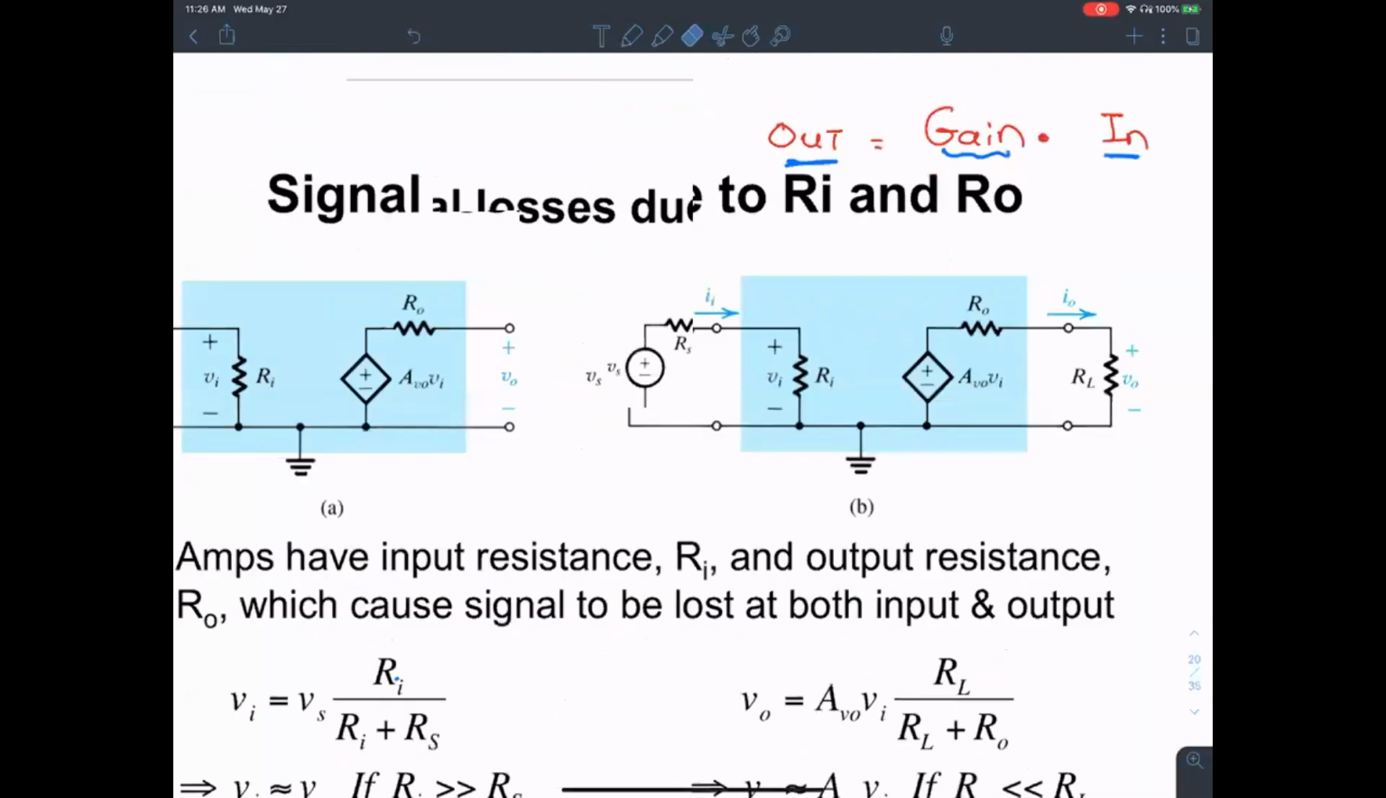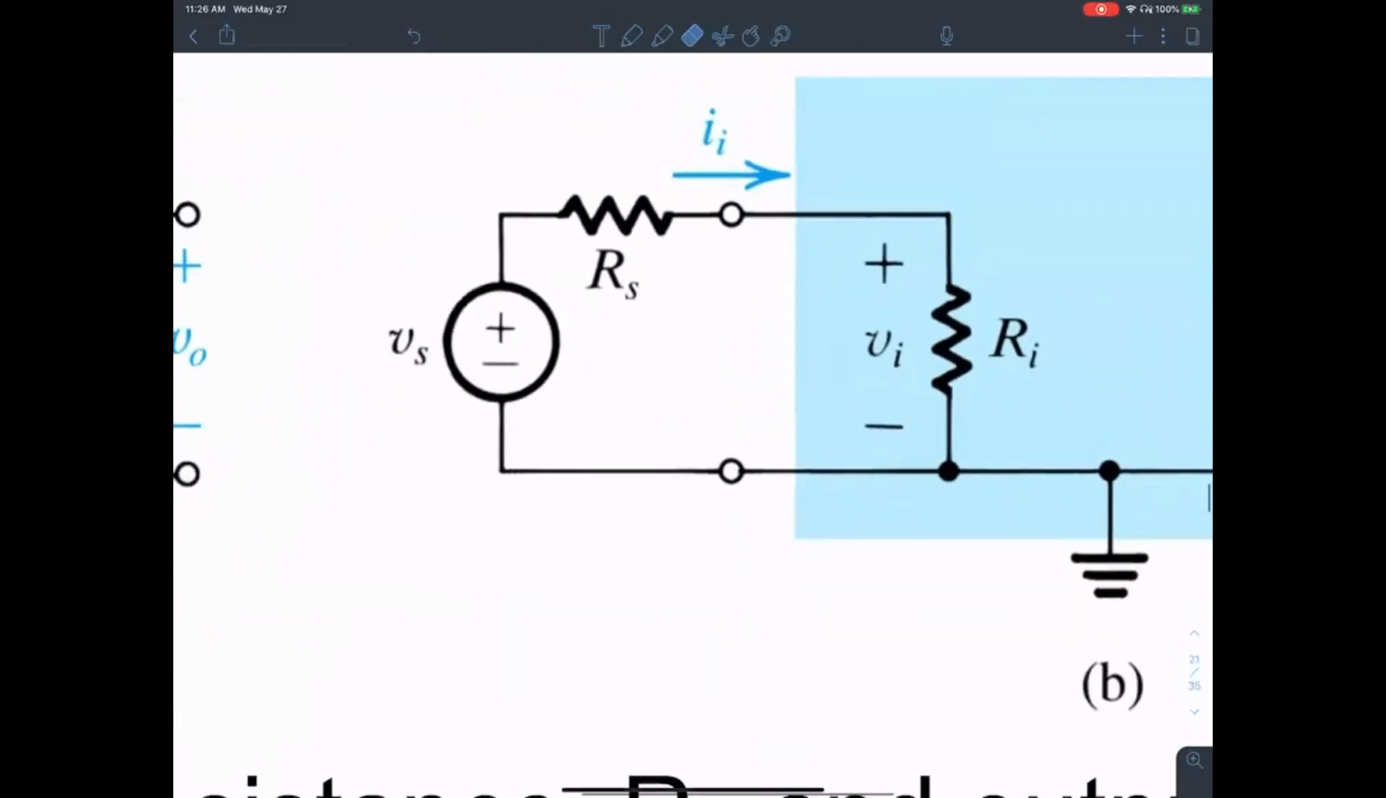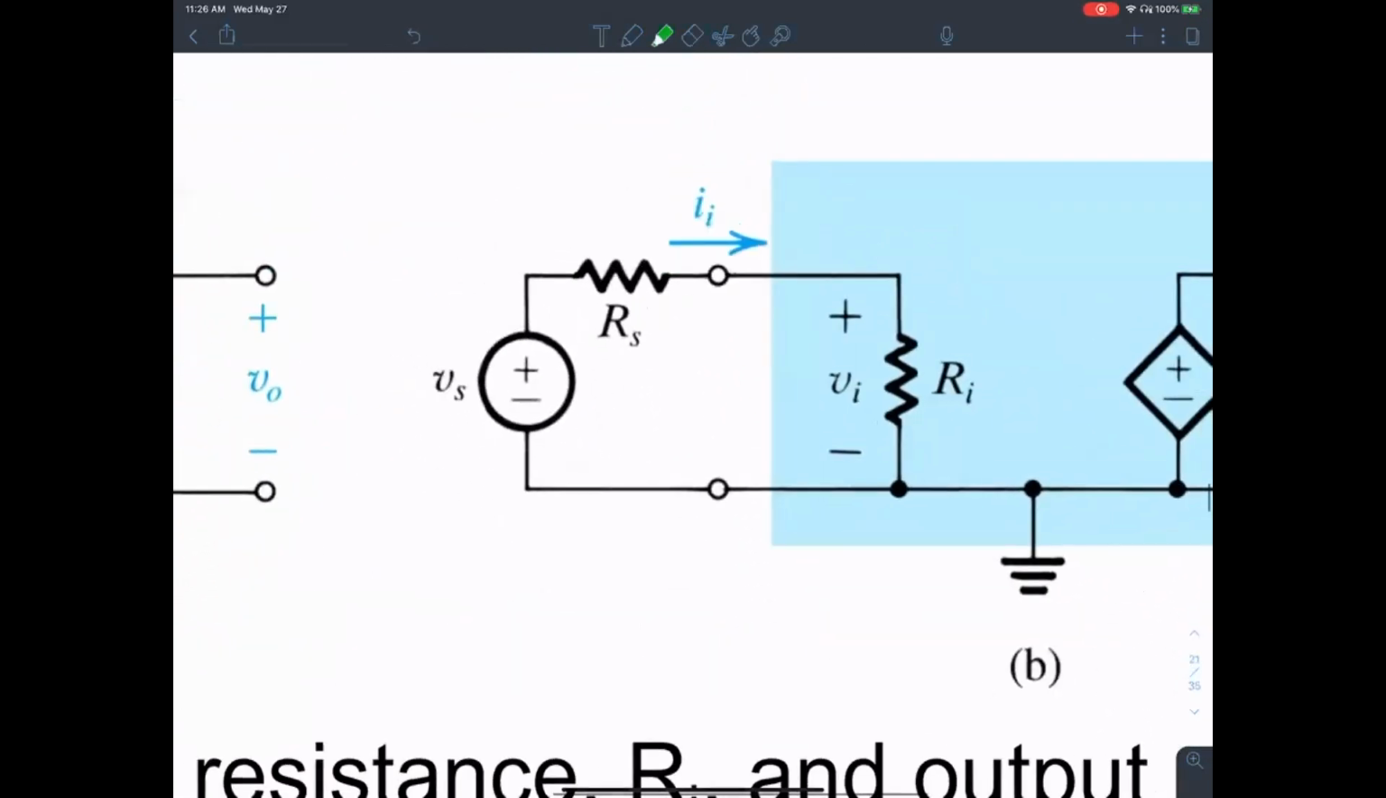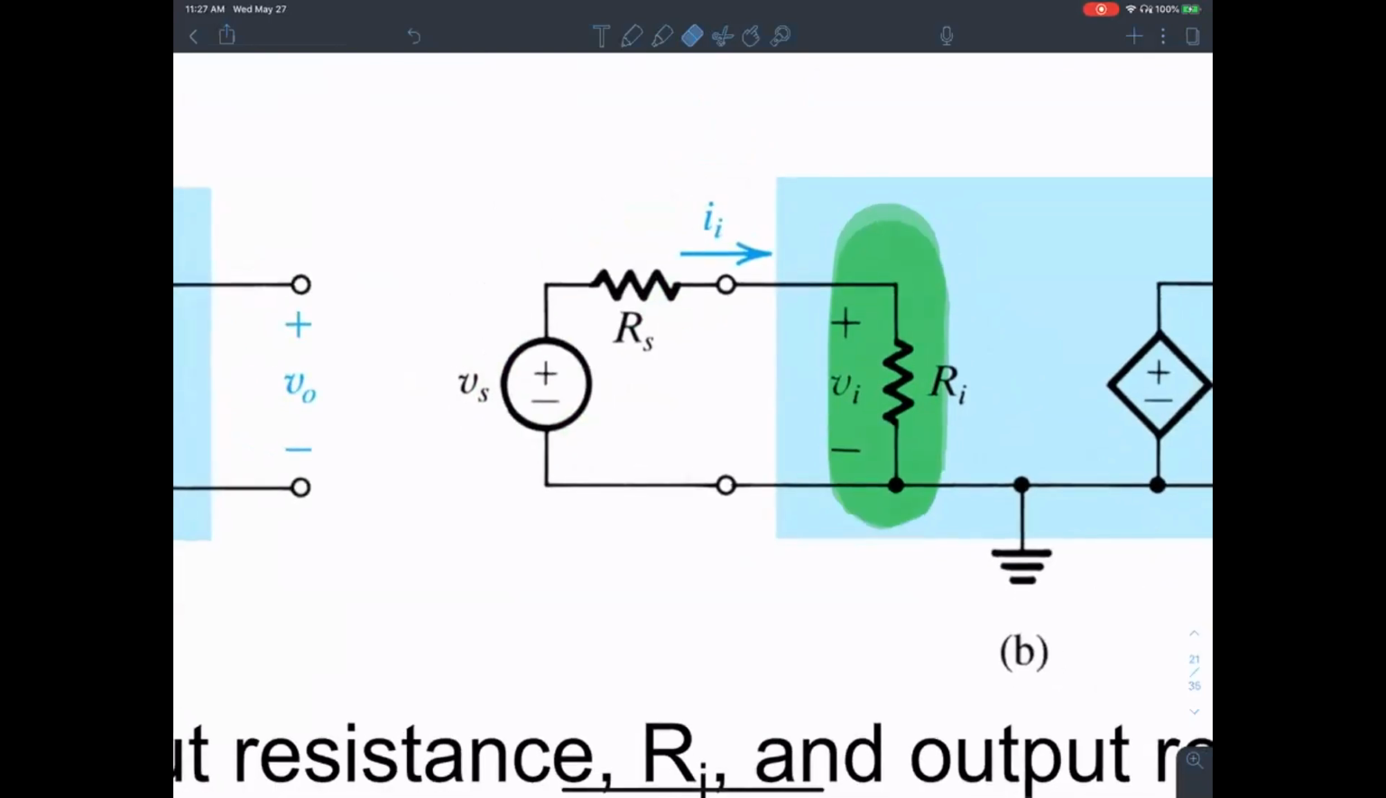Okay, let's just look at the input side. This is your input resistance. This is where your input is. The amplifying input is coming in. This is what you apply, and this is the resistance that accompanies the signal source. Ideally it would be 0. Does that make sense? You with me so far?